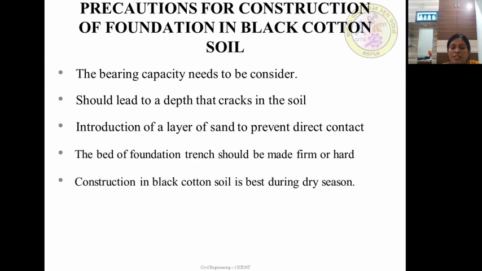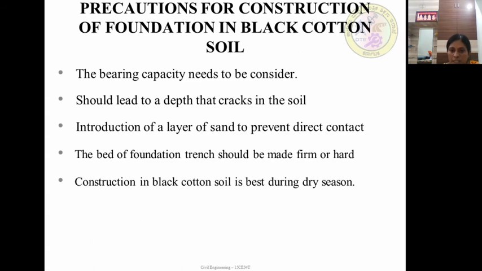Under-reamed piles are found useful for factory buildings or machinery foundations. These piles are used in situations where the vibrations and noise caused during construction of piles are to be avoided. Now, precautions for construction of foundations in black cotton soil.